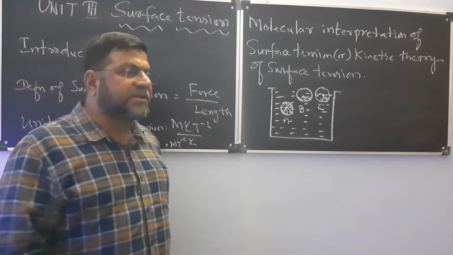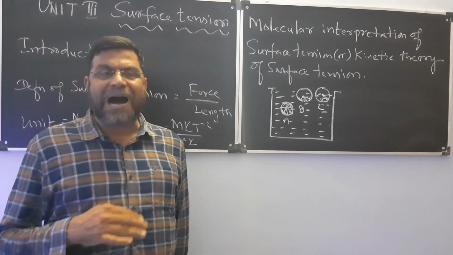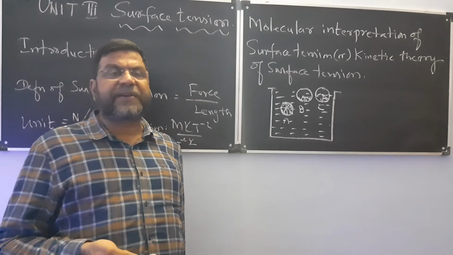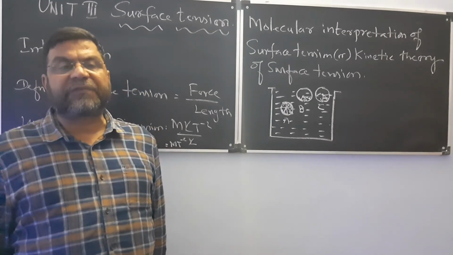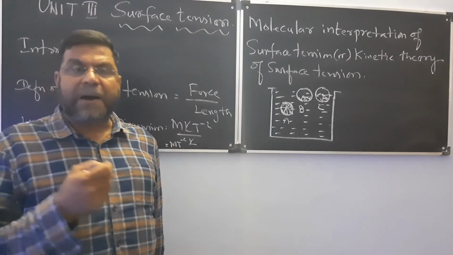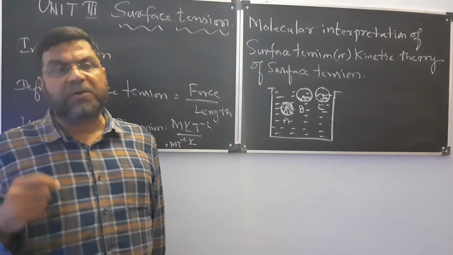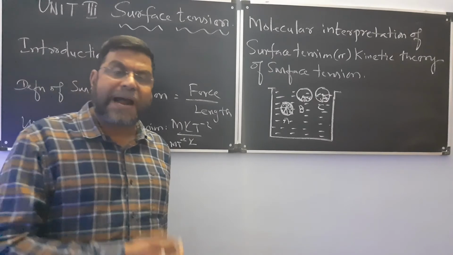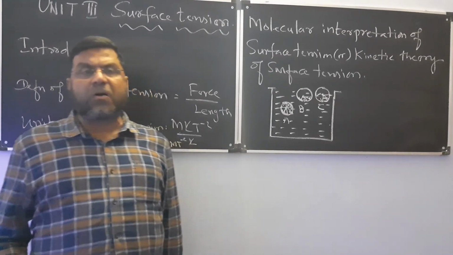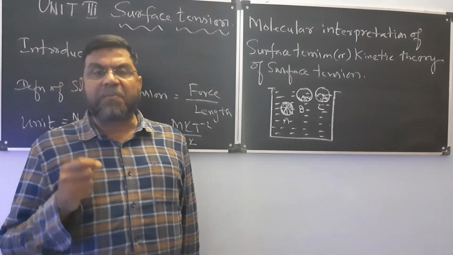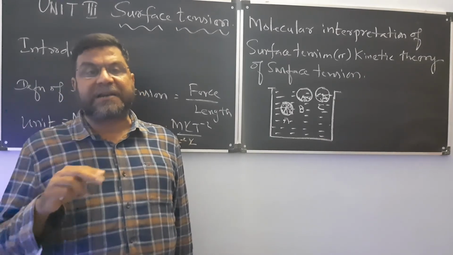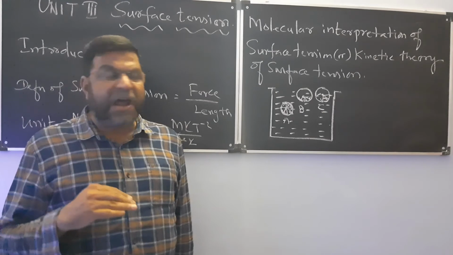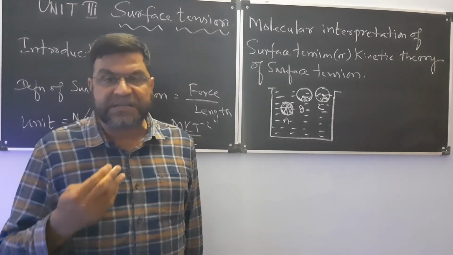So now I am going to consider molecule C. 1/2 of the molecule is present over the surface of the liquid, and the other half is present below the surface of the liquid. Therefore, the upward force is equal to the downward force. Upward attraction force is equal to downward attraction force. That means the molecule C is in equilibrium state, same state. Therefore, the surface tension is acting.